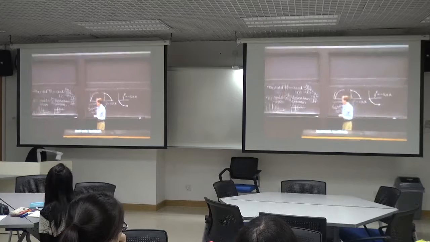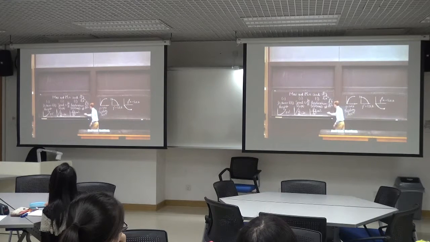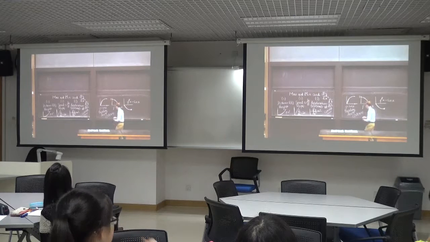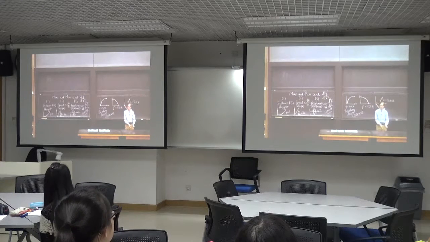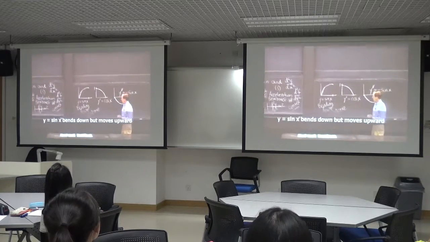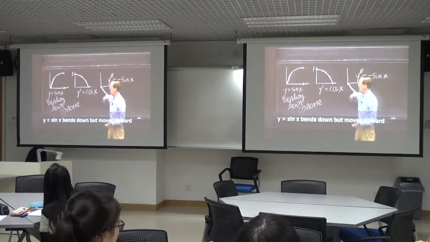Where that one was bending up. I could introduce the word convex for something that bends upwards, and bending down I could introduce the word concave. But those are just words. The graphs are telling us much more than the words do. Okay, so do you see that picture, bending down but going up?